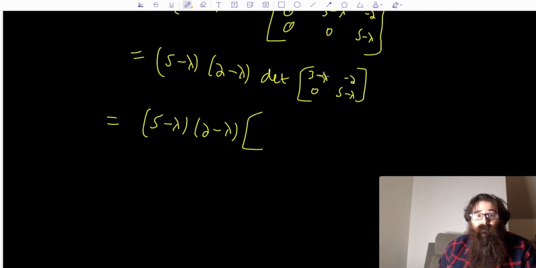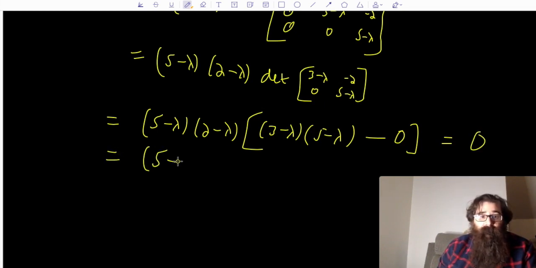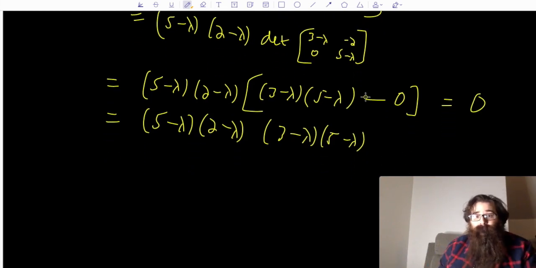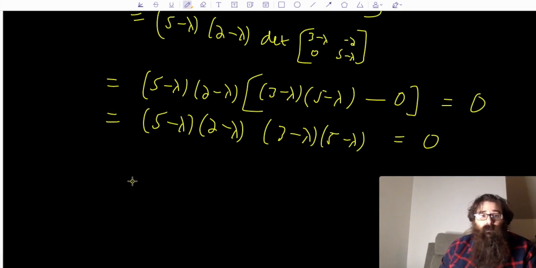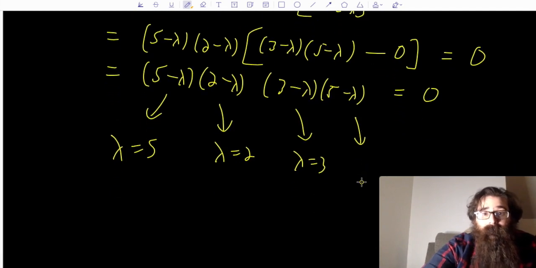So then what about the determinant of this 2 by 2 matrix? It's 3 minus lambda times 5 minus lambda, and then minus negative 2 times 0, which is 0. And remember, I want to set the determinant equal to 0 at some point. And this gives me 5 minus lambda times 2 minus lambda times 3 minus lambda times 5 minus lambda equals 0. And I can pick out these eigenvalues one by one. We say, well, lambda equals 5, lambda equals 2, lambda equals 3, and I get another lambda equals 5.